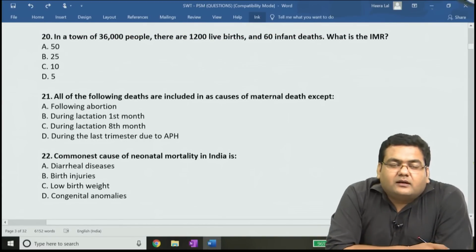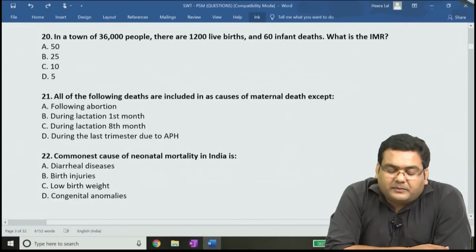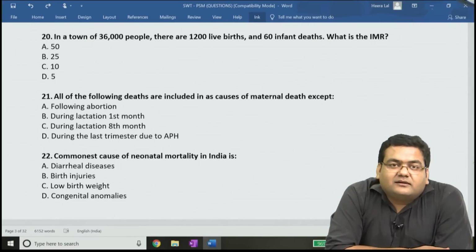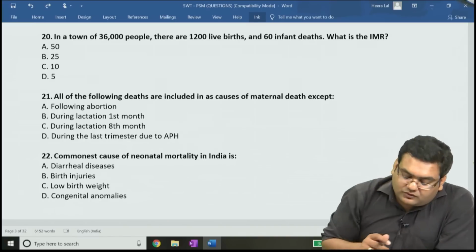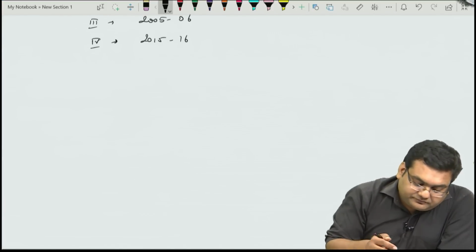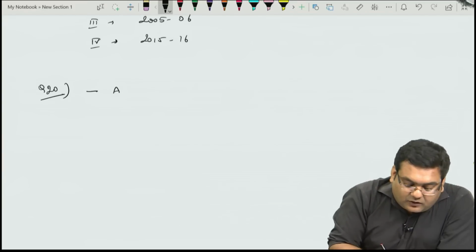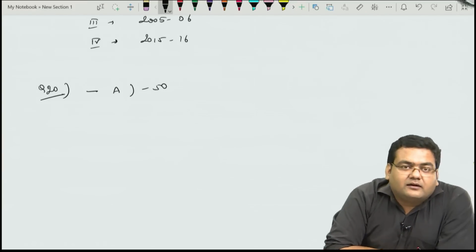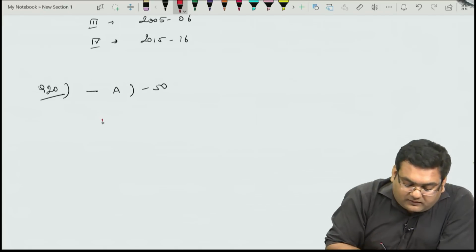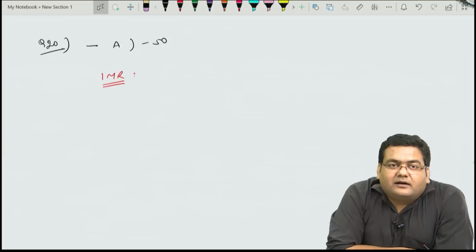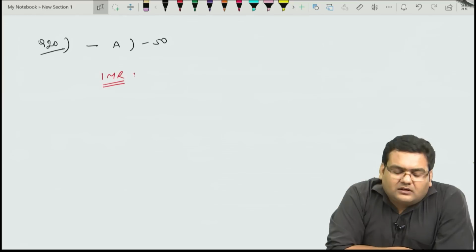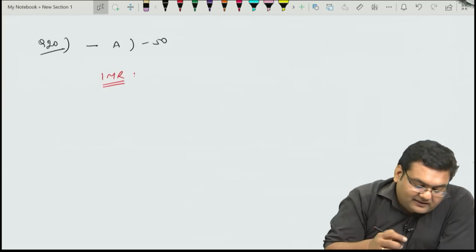Question number 20. In a town of 36,000 people, there are 1200 live births and 60 infant deaths. What is the IMR or infant mortality ratio? Correct answer is option A, that is 50. Let us try to solve this question. How do we define infant mortality rate? Now what is infant? Infant is children less than 1 year of age.